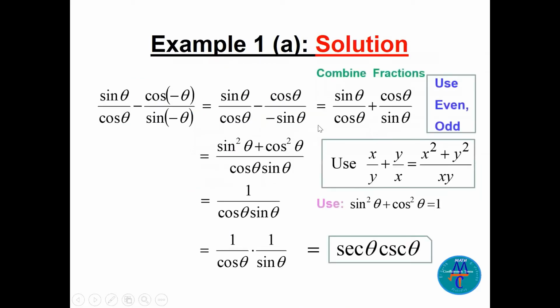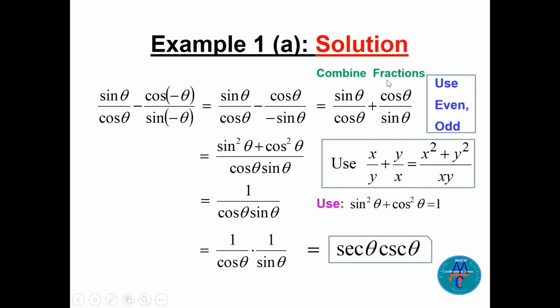So we can say cosine of minus theta is the same as cosine of theta. And sine of minus theta is an odd function, so there is a minus sine theta. Now this minus with this minus becomes plus. So now we have sine theta over cosine of theta plus cosine of theta divided by sine of theta.